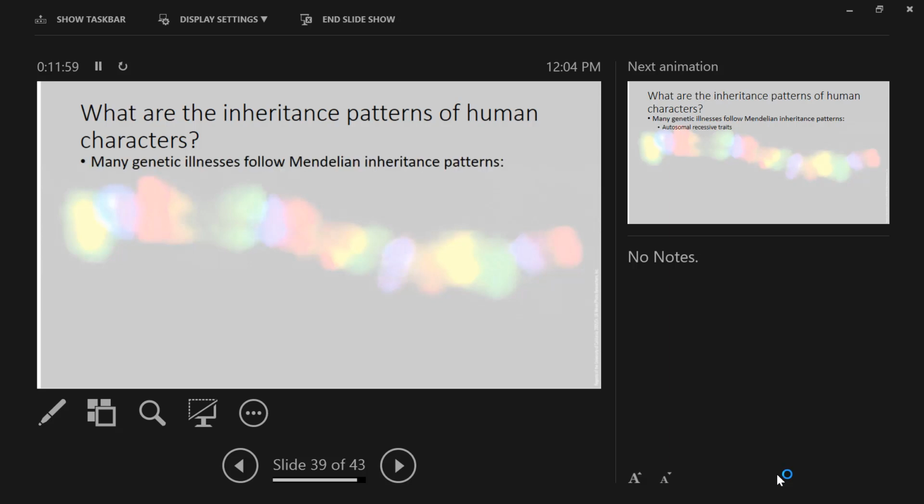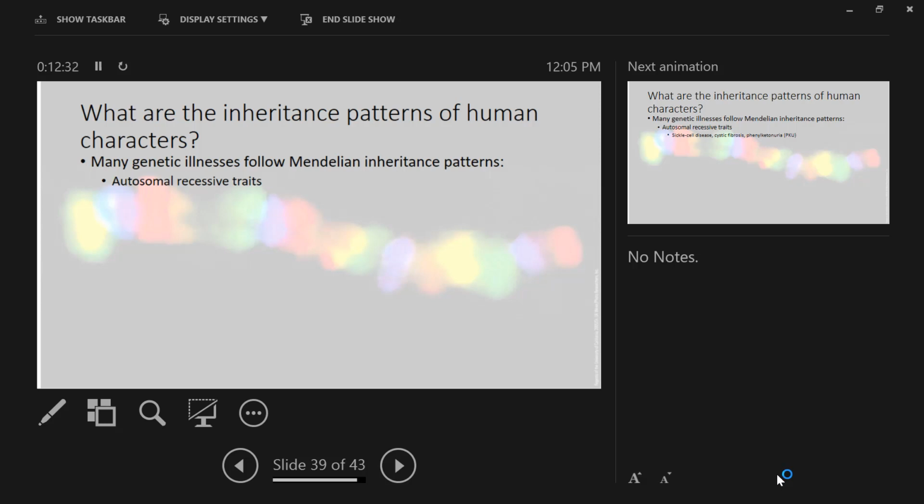All right, so many genetic illnesses follow normal Mendelian inheritance patterns. Many genetic illnesses are due to the recessive allele. And it's because the recessive allele doesn't make the normal protein. So if you don't make the normal protein, your cells lose function and don't function in a particular way. So we call these autosomal recessive traits.